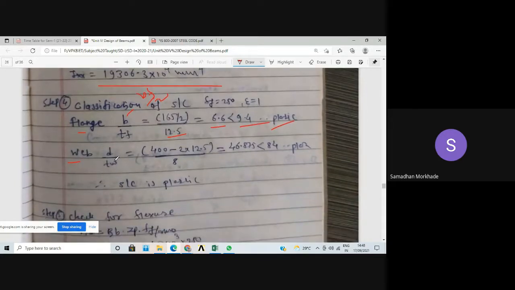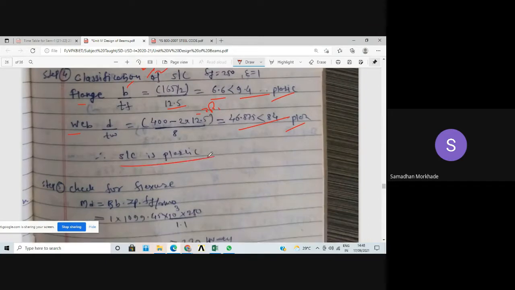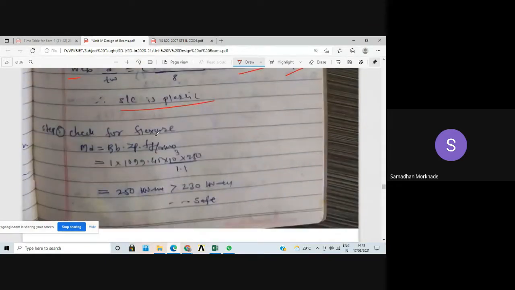Similarly for web, D by TW. Here you can subtract 2 times R1 also for exact. So it is less than 84. So web is plastic, therefore section is plastic. Now check for flexure.